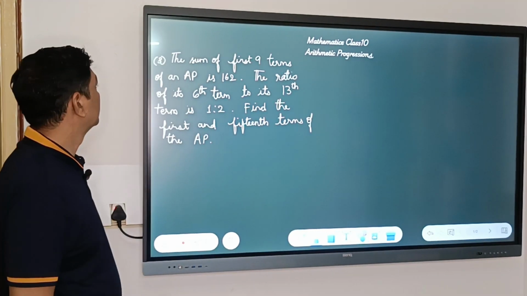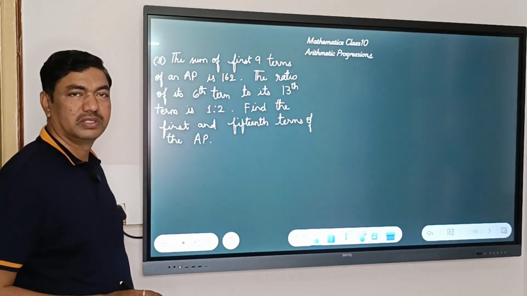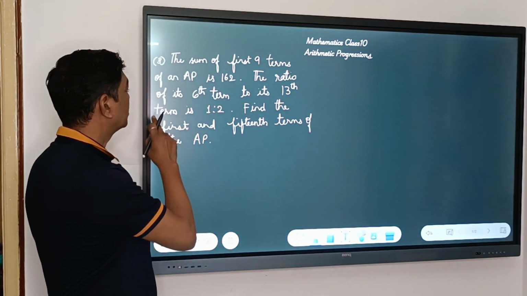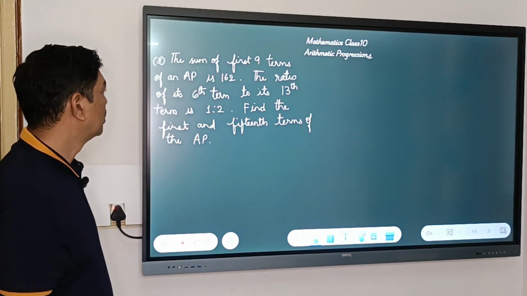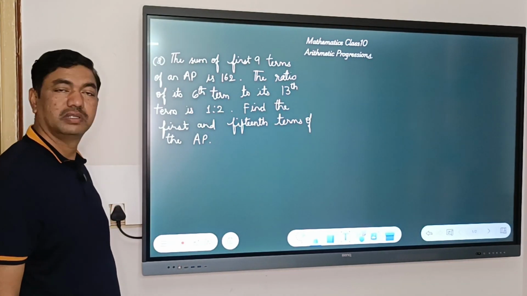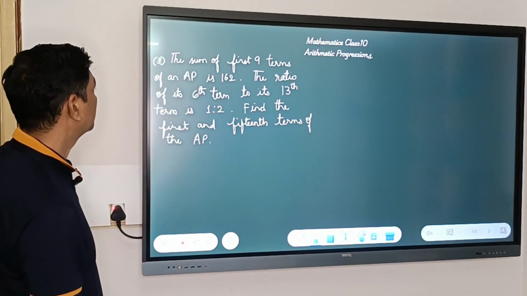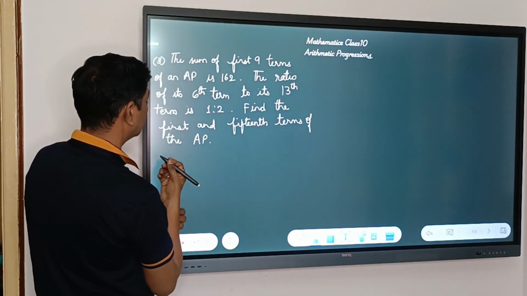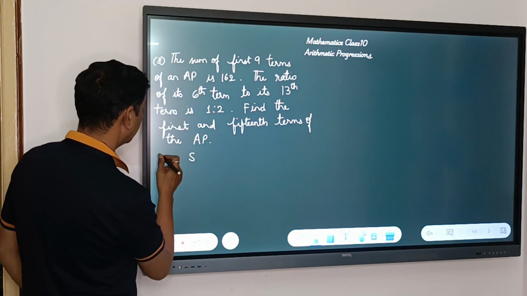Today's topic is arithmetic progression, class 10, and the question is: the sum of the first 9 terms of an AP is 162. The ratio of its 6th term to its 13th term is 1:2. Find the first and 15th terms of the AP. What is given is the sum of the first 9 terms, that is S9.